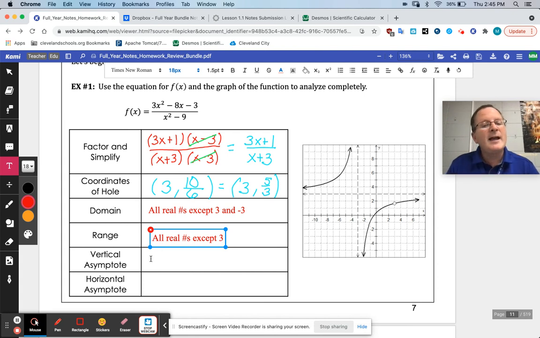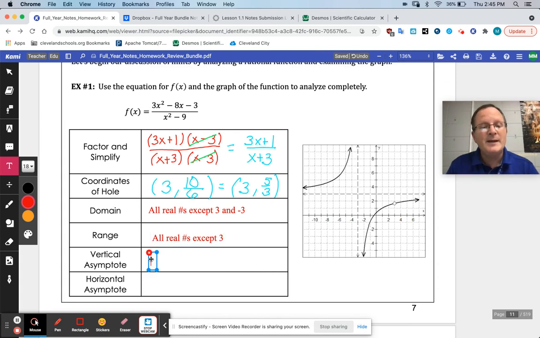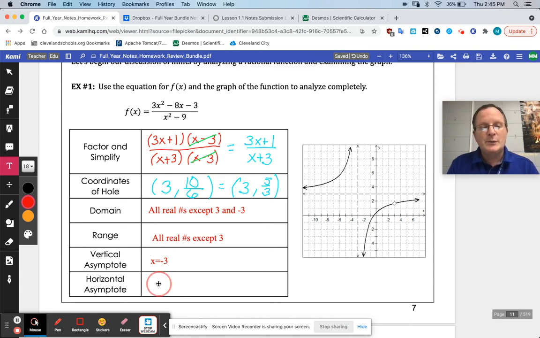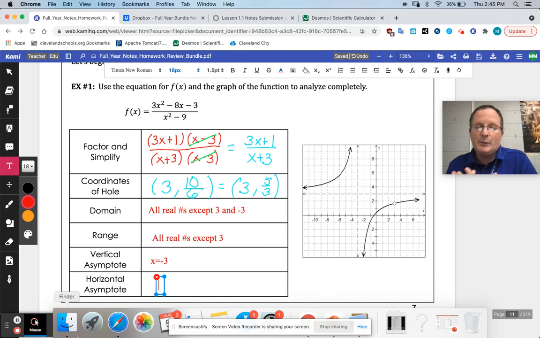All right, vertical asymptote, we kind of talked about this. This is what makes the denominator equal to 0, but not the numerator. That was where the hole was. All right, so that's at x equals -3. That's when the denominator is equal to 0, but not the numerator.